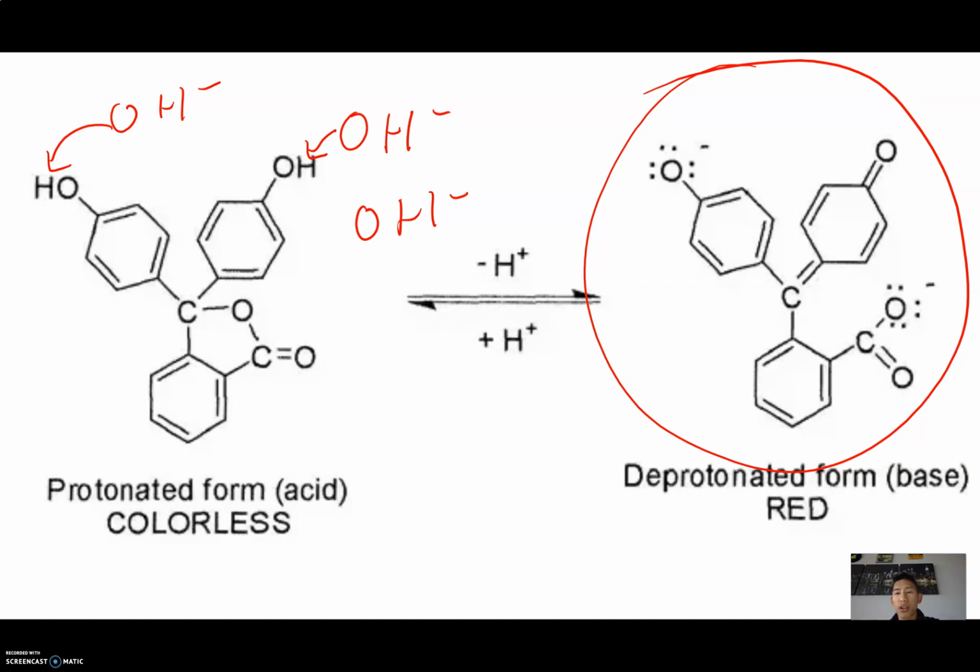Now this structure, its bonds are configured differently. And because its bonds are configured differently, it absorbs light, which is a form of energy that we've talked about, in a different way. And it happens to absorb light and then reflect back specifically red light because of this difference in structure. So when we add more base, it goes from colorless to red.